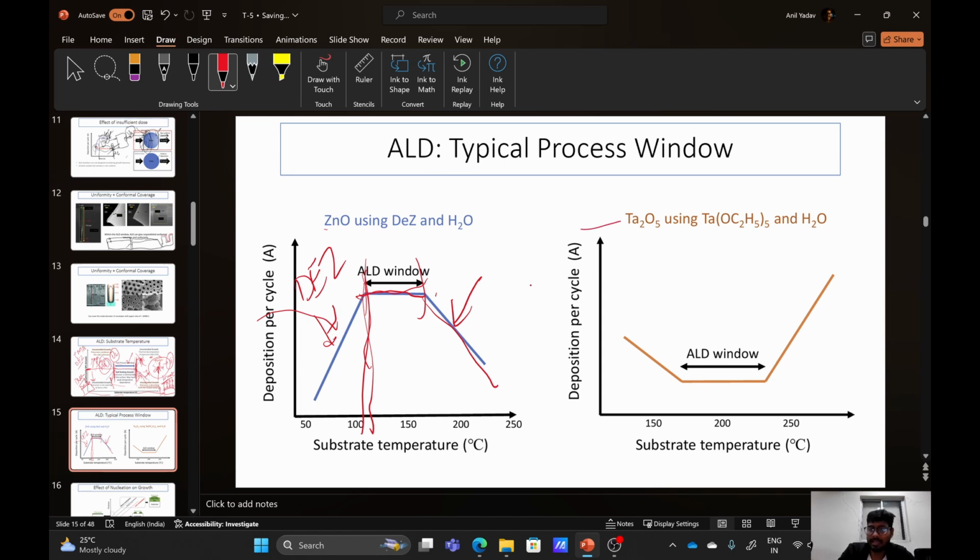But with tantalum oxide, if you deposit tantalum oxide with this precursor, what will happen is this will condense at lower temperatures over the substrate and will give a higher growth than expected. After that there will be an ALD window, where there is a self-limiting process and it is chemically adsorbed over the substrate. At higher temperatures it will get thermally decomposed and will give you a higher growth rate.